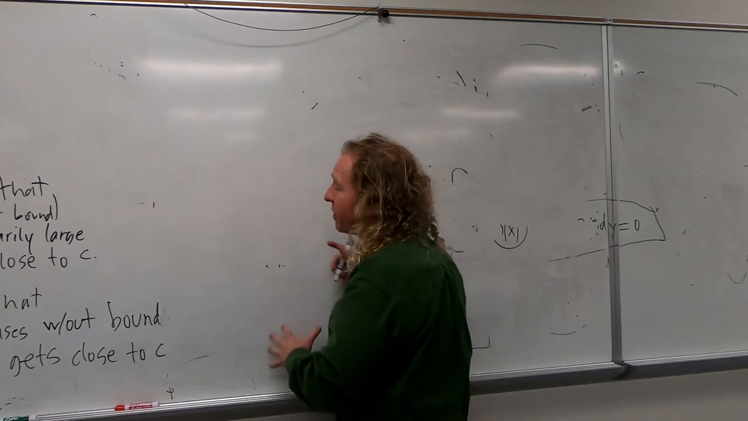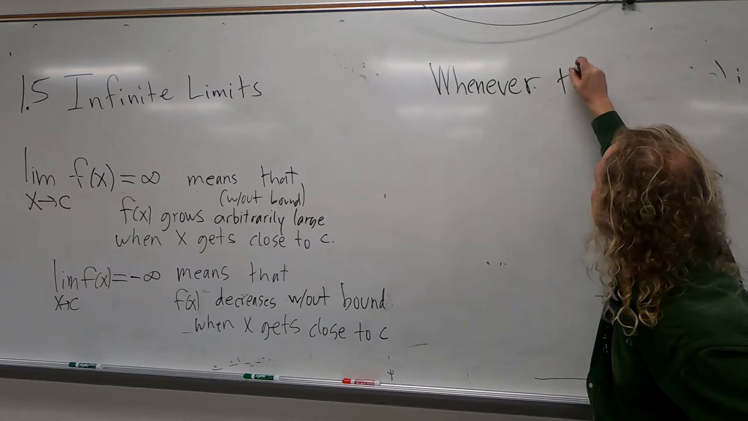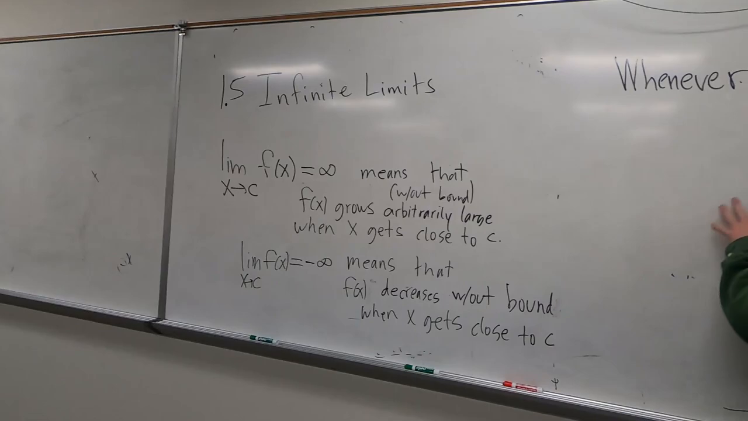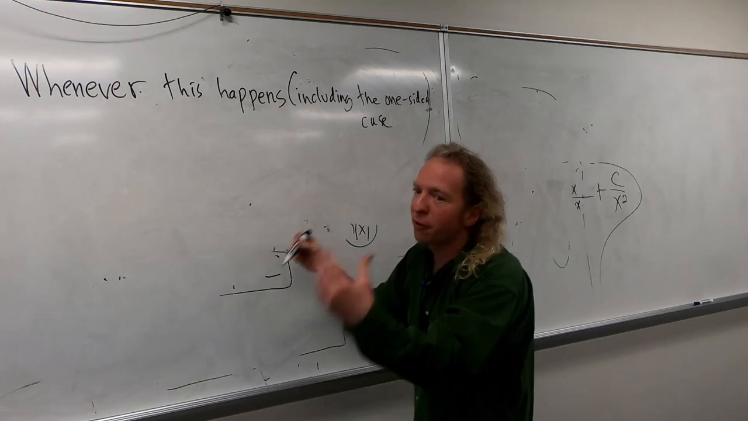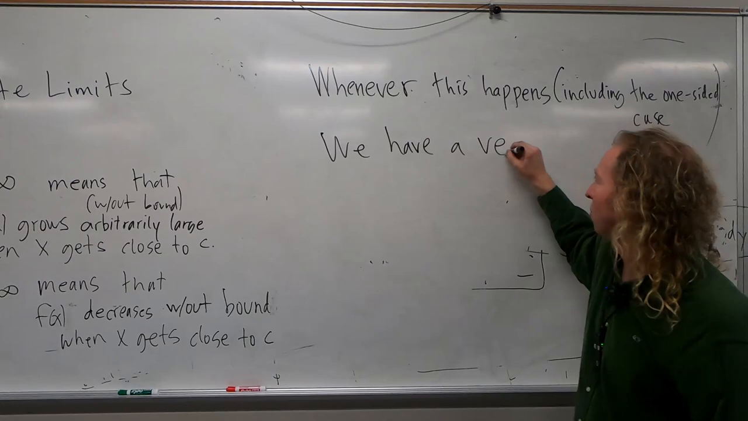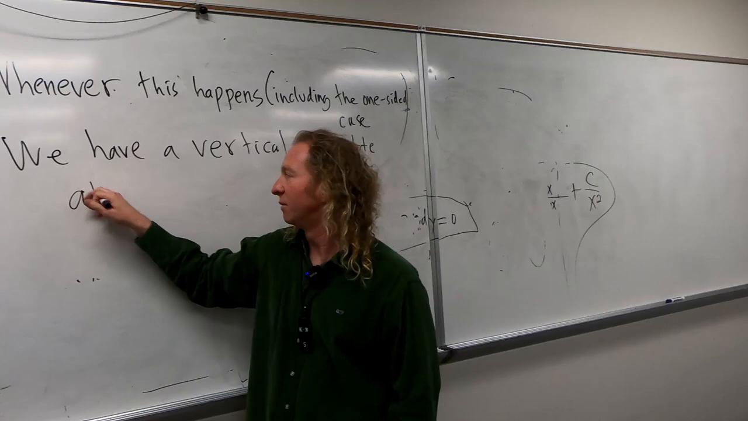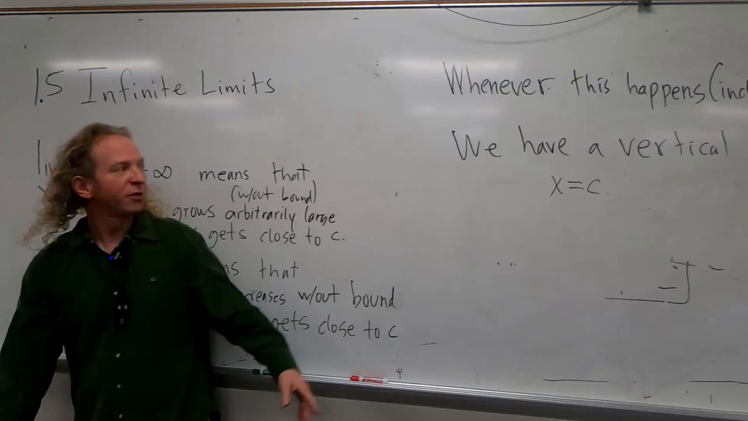So whenever this happens, we have a vertical asymptote at x equals c, including the one-sided case. So let's say you approach c from the left, that still gives us a vertical asymptote. Asymptote, big word, A-S-Y-M-P-T-O-T-E. Let me just say vertical asymptote x equals c, because it's a line, a vertical line. So whenever you get infinity, you're going to have a vertical asymptote, okay?